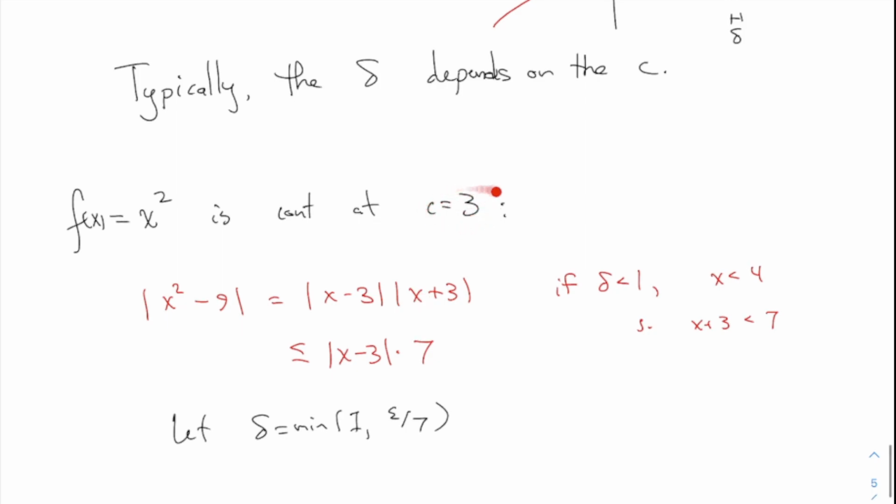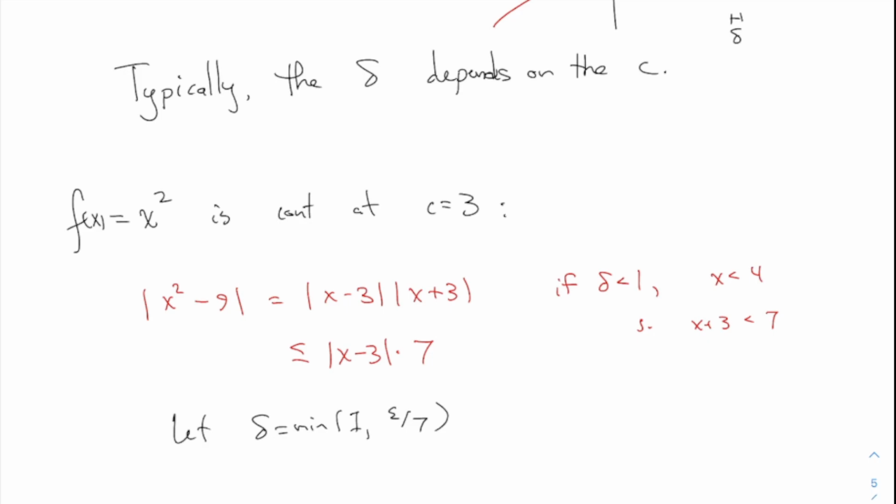If I was using a different value of c, if I was proving this whole thing at c equals 4, then this wouldn't be a 7. The details would be different, and this number here would not be 7 anymore. I'd factor x minus 4, x plus 4. When I say delta less than 1, that means x is less than 5, and then when I add 4, x plus 4 would be less than 9. I think I would have to use a 9 here if this c was 4. The delta depends on the c.